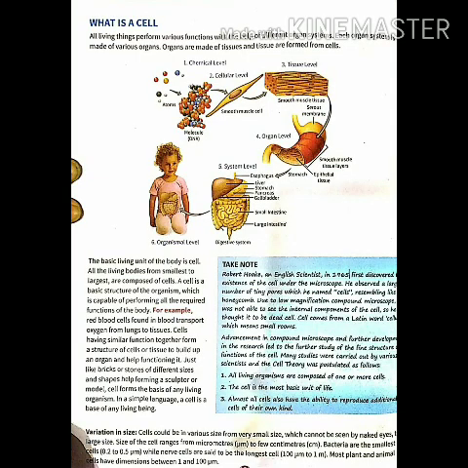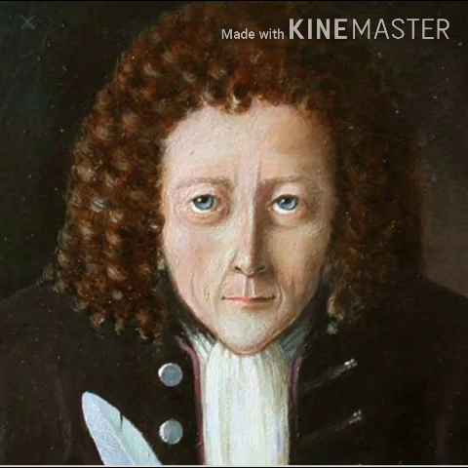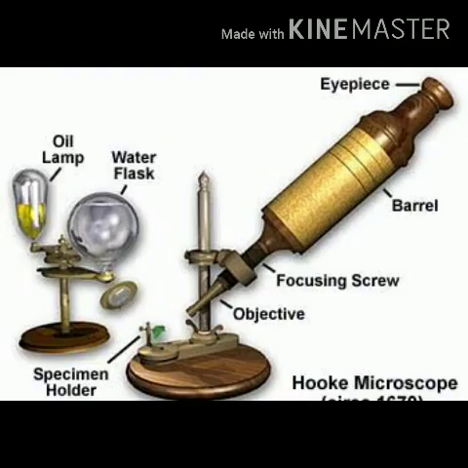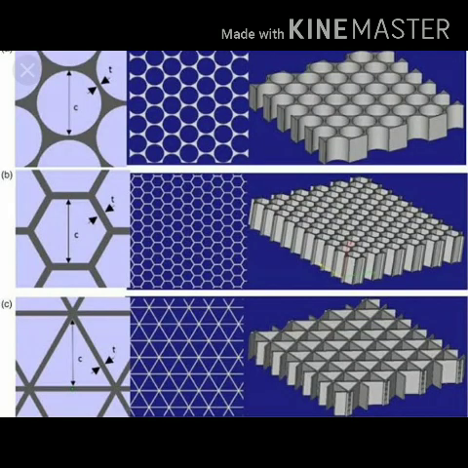Now, what does this blue box explain to you? The scientist who discovered the cell was Robert Hooke, and he discovered it in the year 1665. He observed a large number of tiny pores inside a cork under his self-made microscope, and he named those tiny pores cells. These cells resemble a honeycomb.